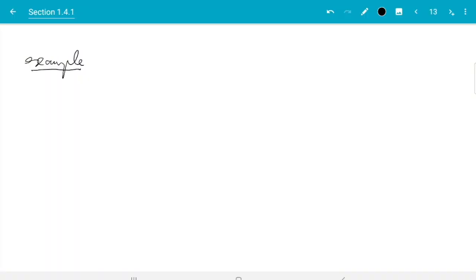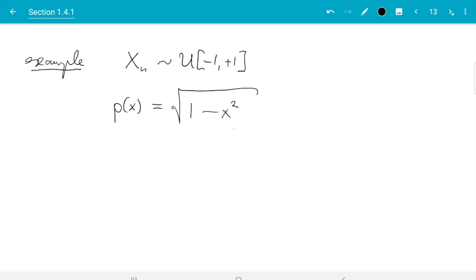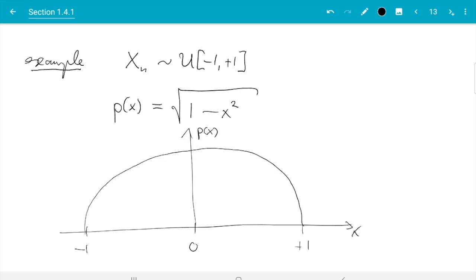Welcome back everybody. After the somewhat technical proof in the last video, in this video we'll illustrate the method using an example. We will use proposals which are uniformly distributed on the interval from minus 1 to plus 1. We will use an acceptance probability which is given by 1 minus x squared. So let me do a sketch. The proposals are in the interval from minus 1 to plus 1, and then p of x is the semicircle.